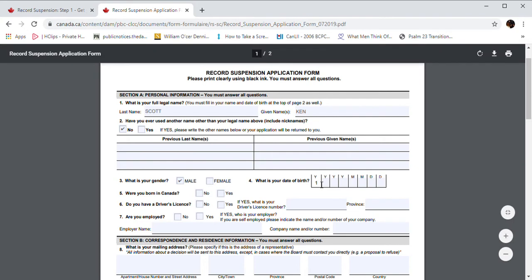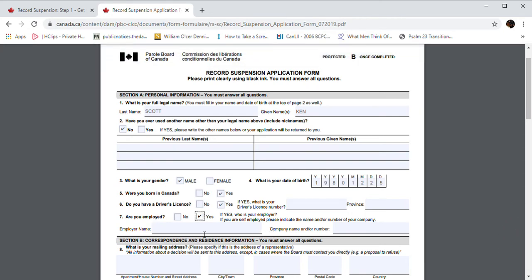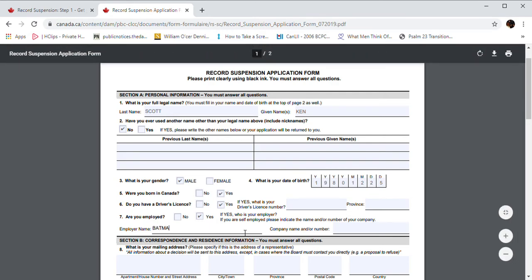Date of birth 1-9-8-0-12-0-0-9. Were you born in Canada? Okay, yes. Do you have a driver's license? Yes. Are you employed? Yes. And if you're self-employed, I don't know if I'm considered self-employed, whatever. Let's pretend I'm the troll. Okay, my company, Batman's Pardon and Waivers. So for a second, I went to the troll.